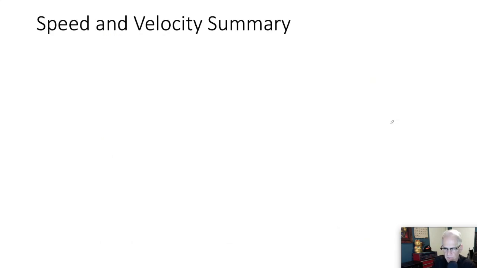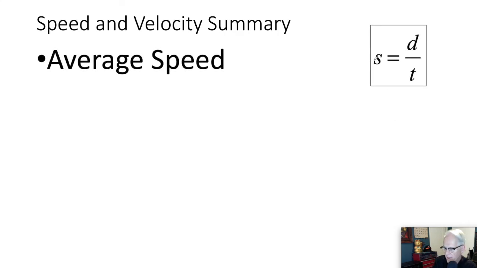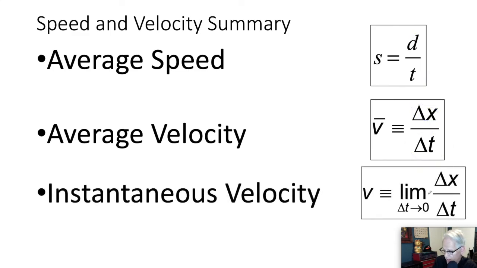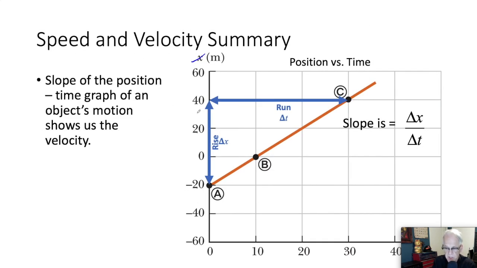All right, let's go over what we've learned so far. First, average speed is distance divided by time. It is a scalar. Average velocity is a vector. It is the displacement over the time. Instantaneous velocity is the same as average velocity, only we're going to make the delta t down here as small as possible. All of these have units of meters per second. The slope of the position time graph of an object's motion shows us the velocity. The velocity is displacement over time.